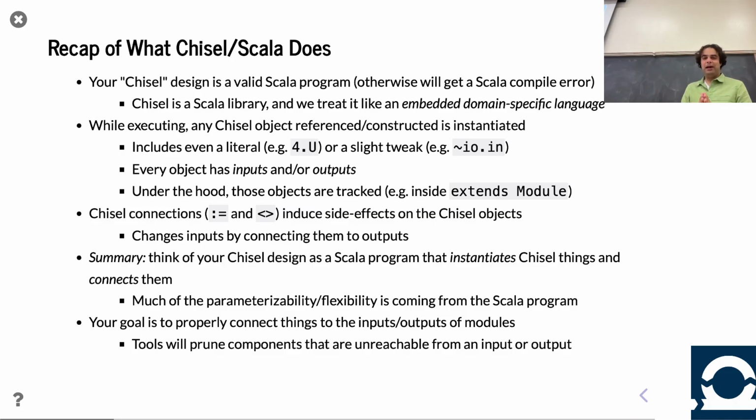As you've learned, if you have a mistake at the Scala level, you're going to get a compile error. Scala is very good at catching this. And so Chisel is just a Scala library. Particularly, it's an embedded domain-specific language, or embedded DSL. So then, what is Chisel? Well, Chisel is this library that's running inside your Scala program. And when your program's running, you are just instantiating Chisel objects.